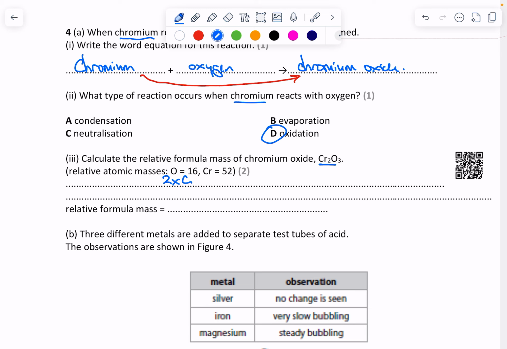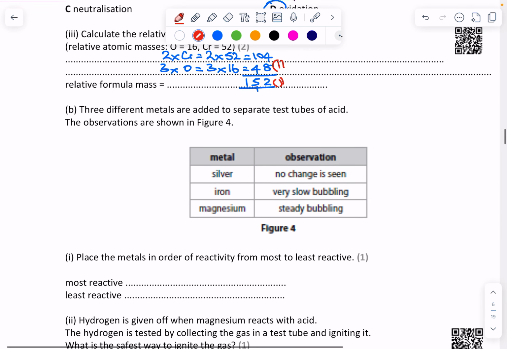So chromium oxide has two lots of chromium, which is 2 times 52, which is 104. It has 3 lots of oxygen in, which is 3 times 16, which is going to be 48. 104 and 48 is 152. Marks wise, 1 mark in here for doing a bit of working out, and then 1 mark for your final answer.